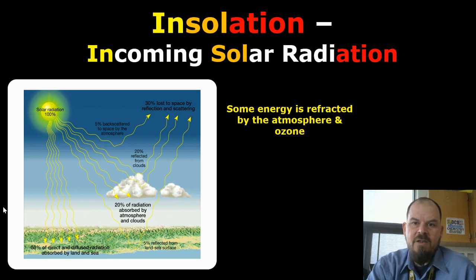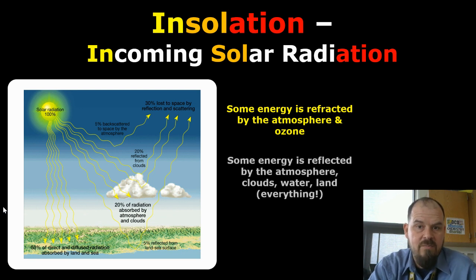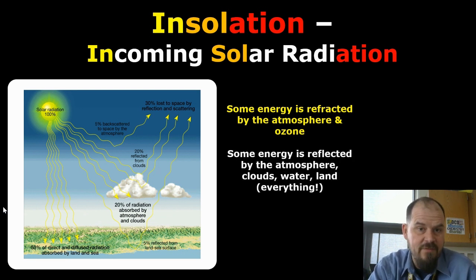So, some energy is refracted by the atmosphere and the ozone. In that refraction, it's not reflected, it's refracted, so it's allowed to pass through. Some energy is reflected by the atmosphere. It says about 5% backscatter to atmosphere, 20% reflected from the clouds. That's what the picture shows. So about 30% is lost back to space due to reflection and scattering.